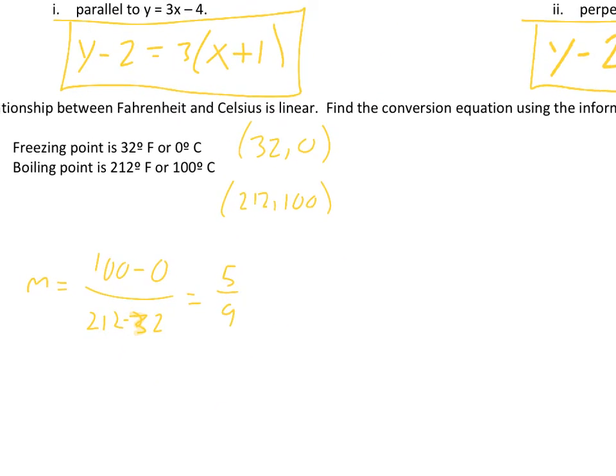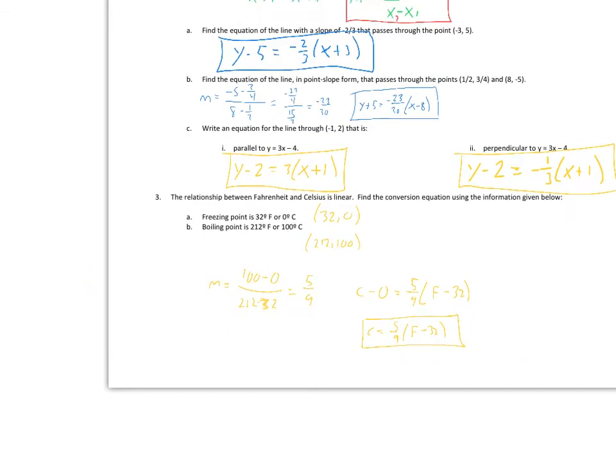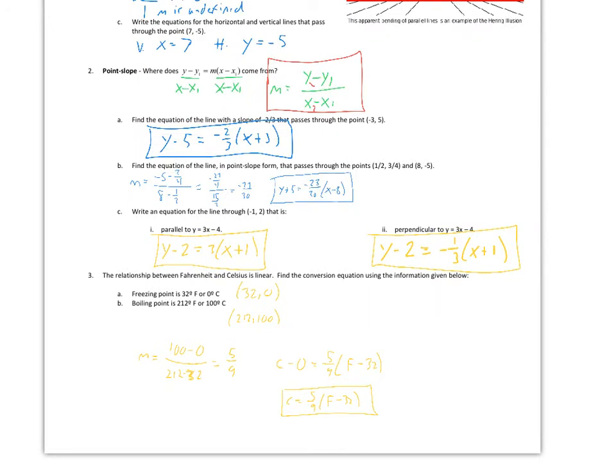And then we can just use our point slope, where I'm going to use C for Celsius, which is our y values, and F for Fahrenheit, which is our x values. So y, and I'll use the first point because it has a 0 in it, which makes it easier, equals slope times x minus x1. And so that's just C equals 5/9 times F minus 32. And there you go. That is it for page 1. Okay.